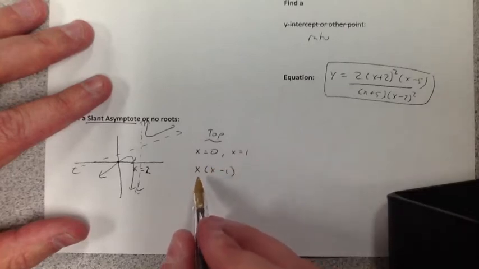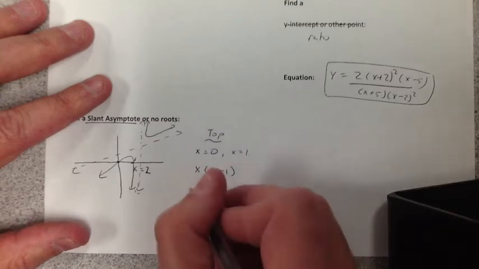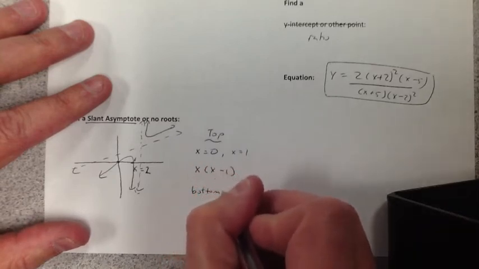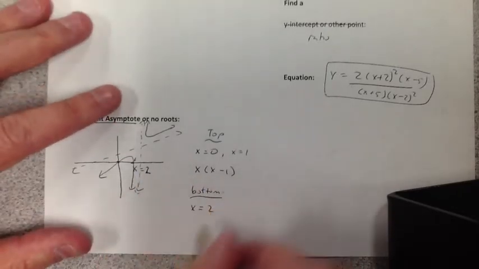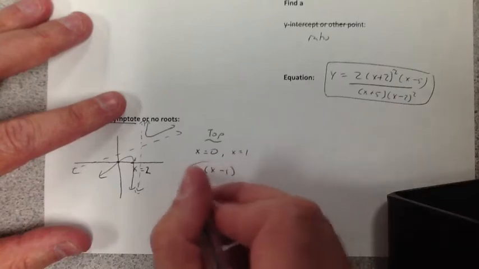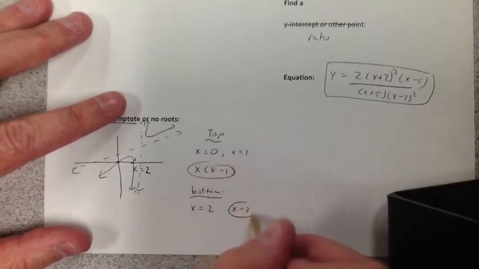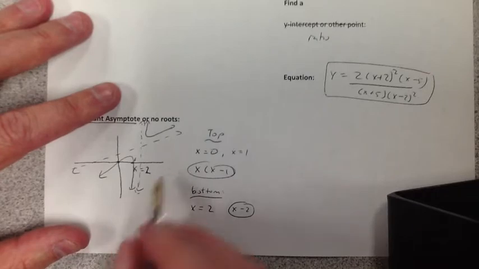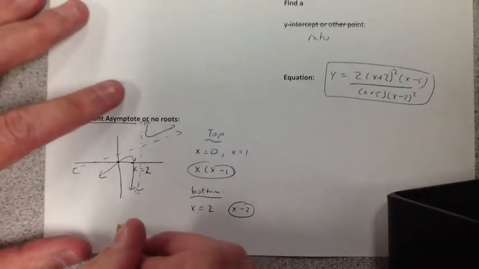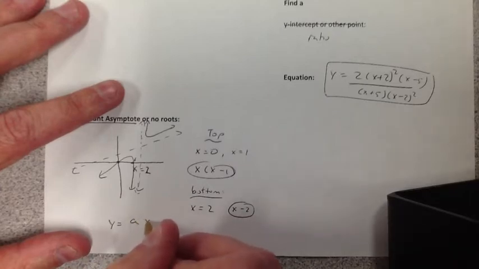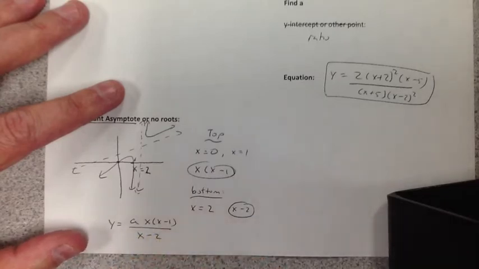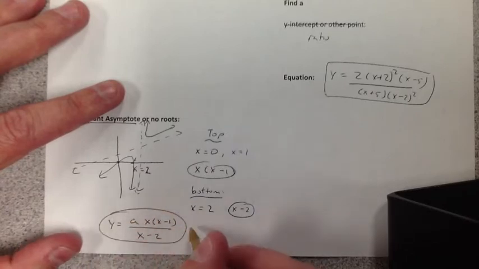Now, to get the bottom, remember, to get the bottom of ours, we look at the vertical asymptote. The vertical asymptote here is x equals 2. Remember, we changed it. So that gives me the equation x minus 2. And there's my bottom. And now all we have to do is come up with our equation. Y equals some constant a, my top is x times x minus 1 over x minus 2. And there's our equation.